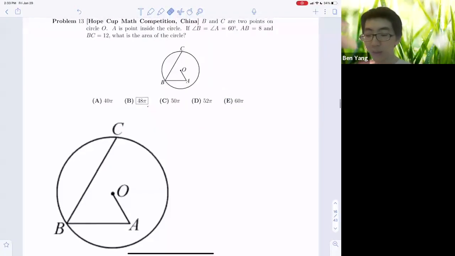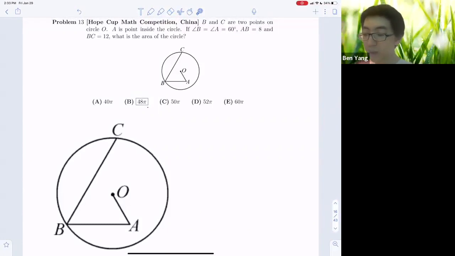Okay, question 13. In this question, we have a circle O and 2 points B and C on the circle. Point A is inside the circle. We also know that angle B is equal to angle A is equal to 60 degrees. We know the length of AB is equal to 8. The length of BC is equal to 12. And then we want to find out the area of the circle. So of course, we only need to find the radius of the circle, and then we can do pi r squared.